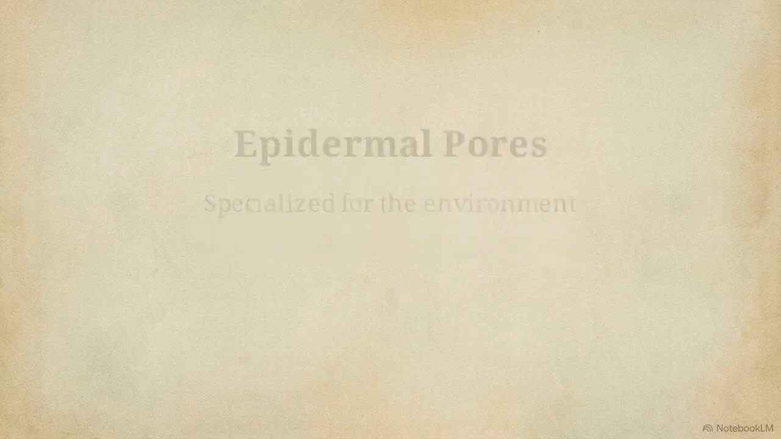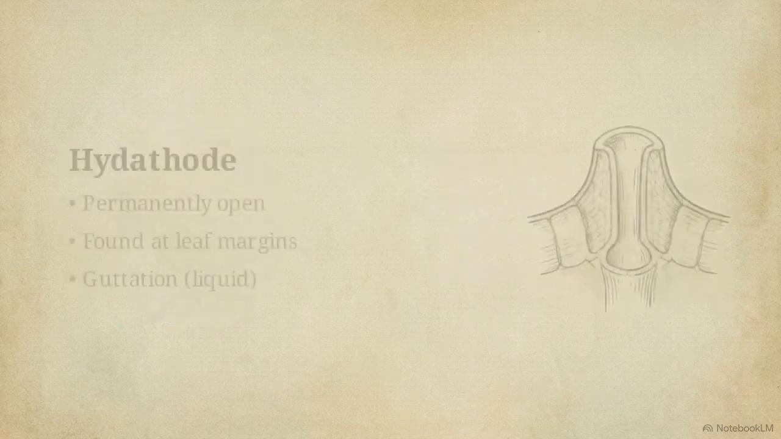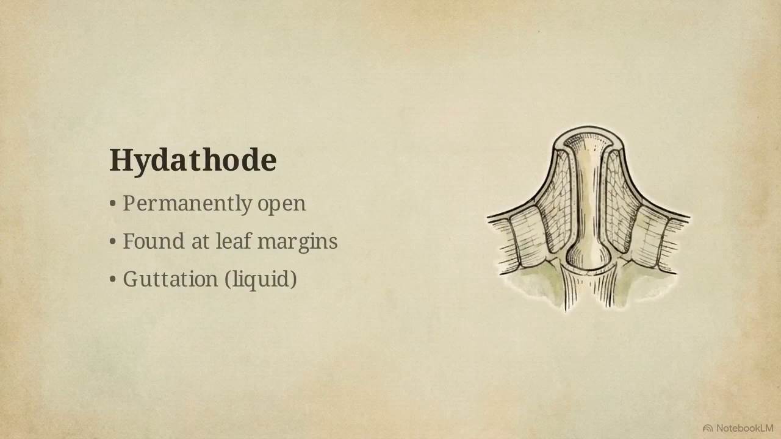Stomata actively open and close using guard cells to regulate transpiration. Hydathodes, found at the margins of certain leaves, are permanently open pores that facilitate guttation, the loss of liquid water.